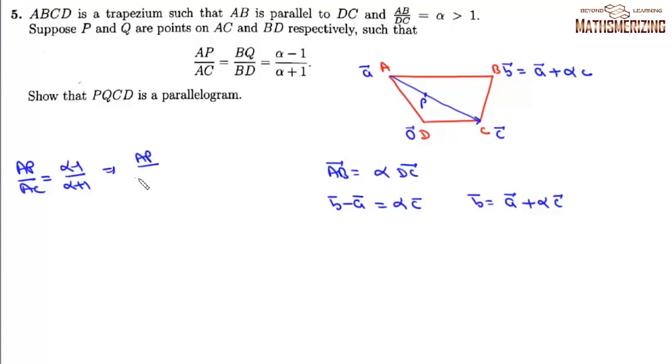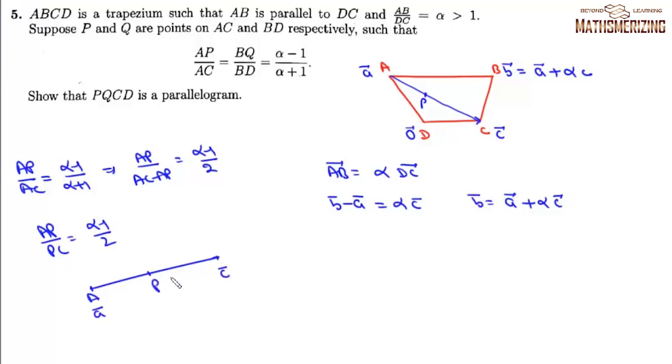AP upon AC minus AP will be equal to alpha minus 1 upon 2. That is, AP upon PC is alpha minus 1 upon 2. So we have A, and then we have this C, and then we have this point P, which divides AC in the ratio alpha minus 1 is to 2. From here we can write position vector of this point P. It will be alpha minus 1 C plus 2A upon alpha plus 1.